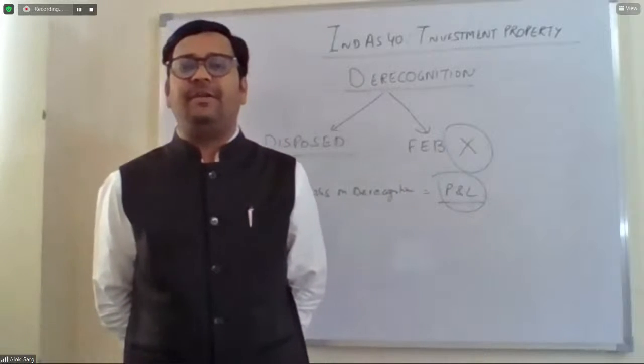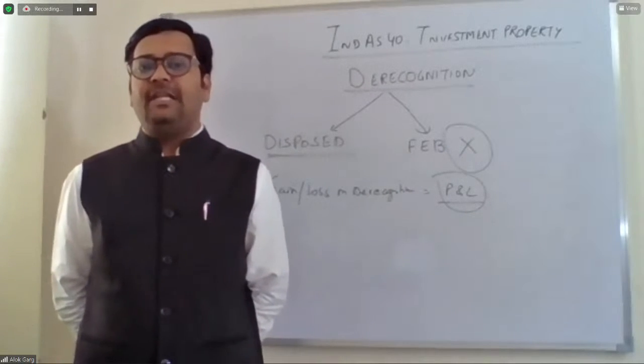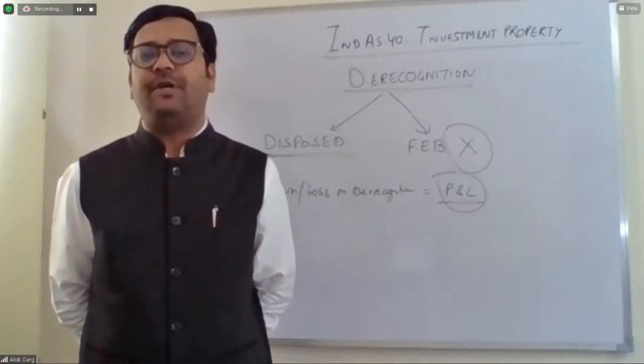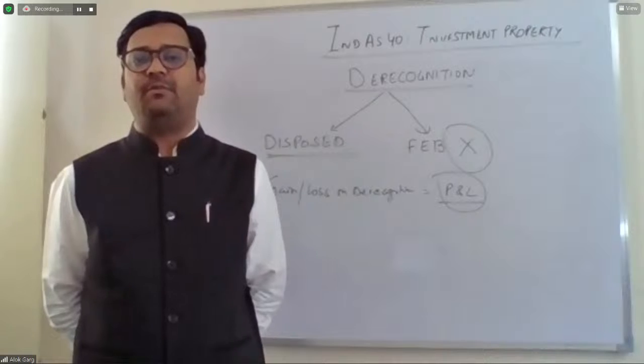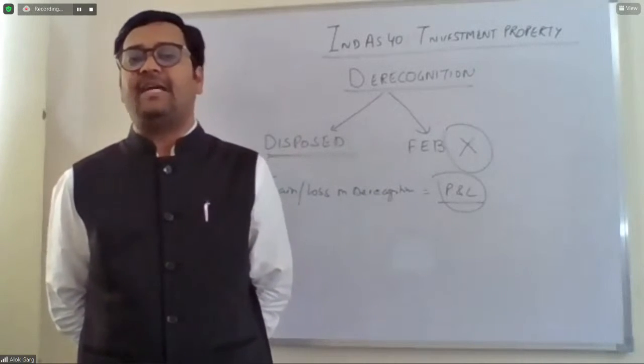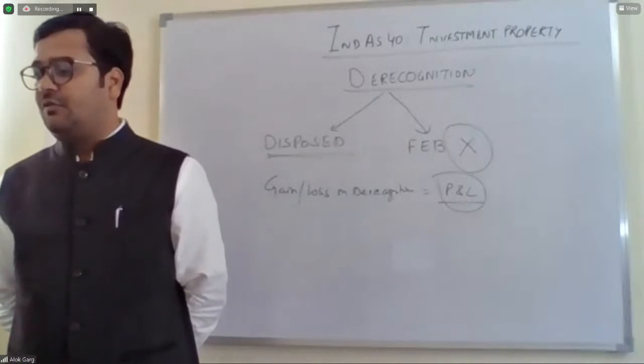Property leased to another entity under a finance lease. Property leased to another entity under an operating lease. So property leased to another entity under an operating lease is an example of investment property. Property being constructed for future use as an investment property is an example of investment property. So what is the right answer?